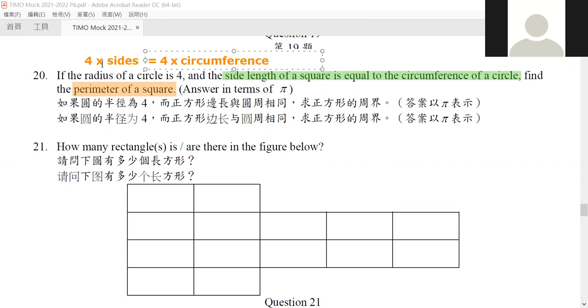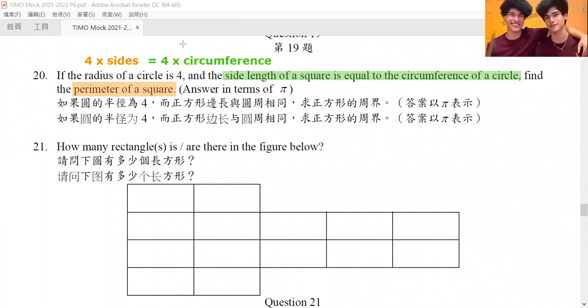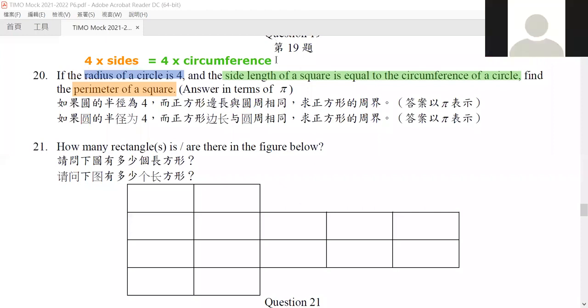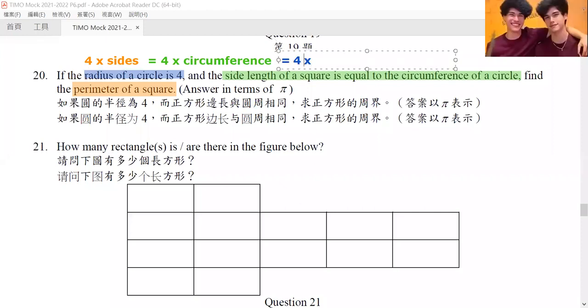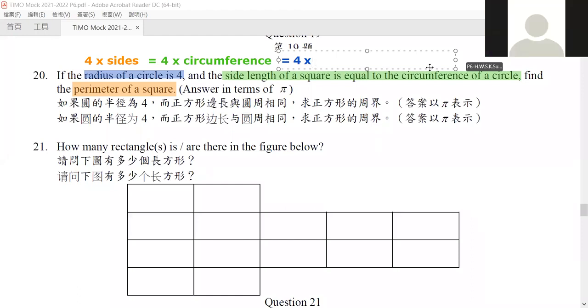4 times the circumference, right? But what is the circumference? The circumference is equal to pi times our diameter. But the diameter is equal to 8 because its radius is equal to 4. So we know that the circumference is 8 pi, and 4 times that gives the answer 32 pi. So 32 pi is our answer.